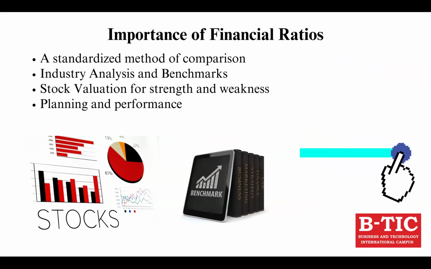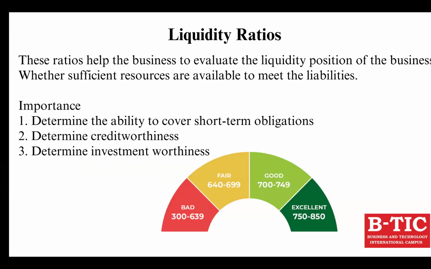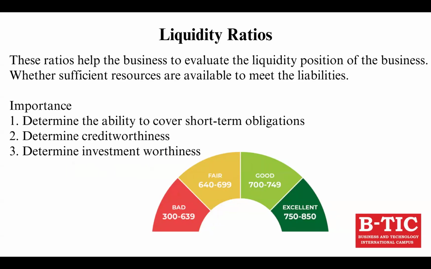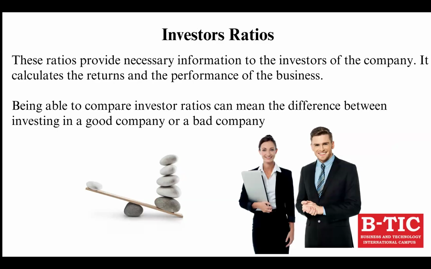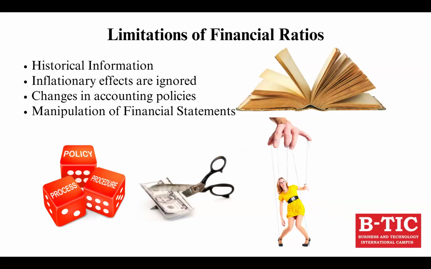And now let's move on to the different types of financial ratios. So financial ratios are basically divided into 5 categories: liquidity ratios, efficiency ratios, profitability ratios, debt management ratios, and investor ratios.